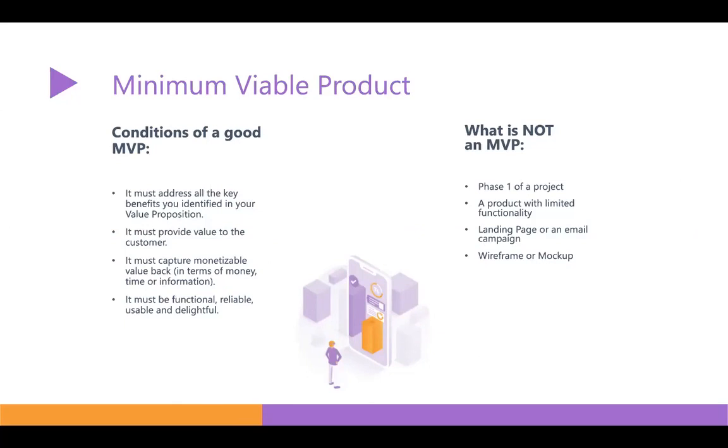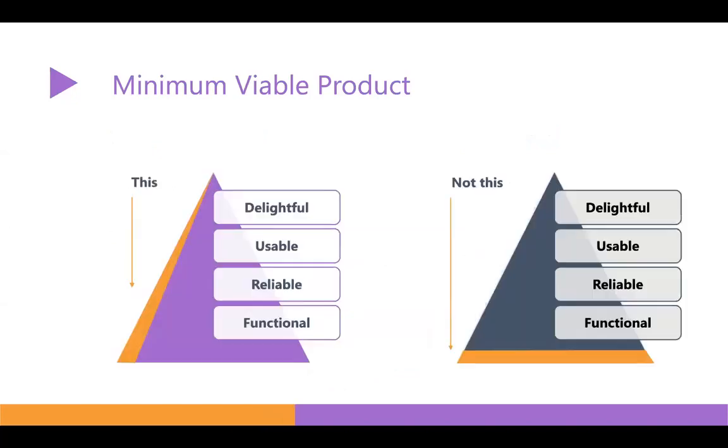Let's discuss probably the term that has created the most confusion and arguments ever. And this is the MVP, the minimum viable product. Now, what are the conditions of a good MVP? It must address all the key benefits that we identify in the value propositions. It must provide value to the customer. It must bring monetization value back. It must be functional, reliable, usable, and delightful.